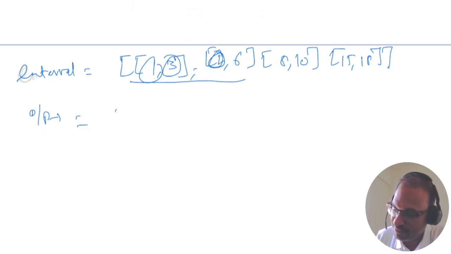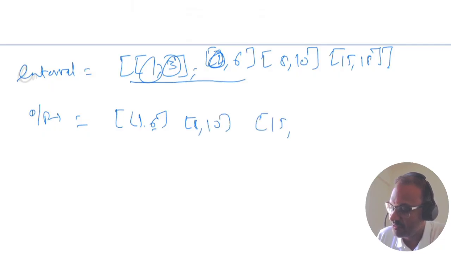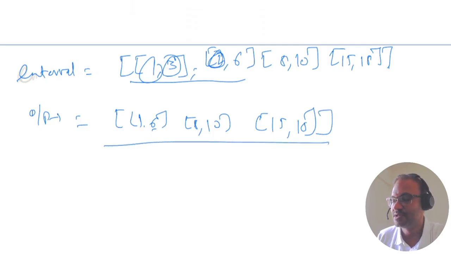So the output would be 1, and the maximum between both of them. Can we compare 6 with 8? No, it's smaller. Can we compare 15 with 18? No, it's smaller, so it works. So this is my output.